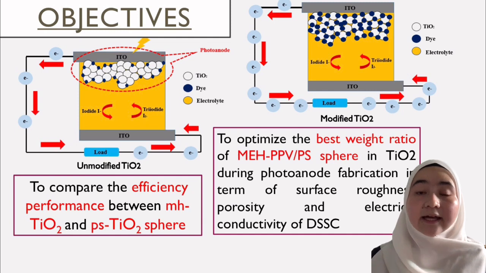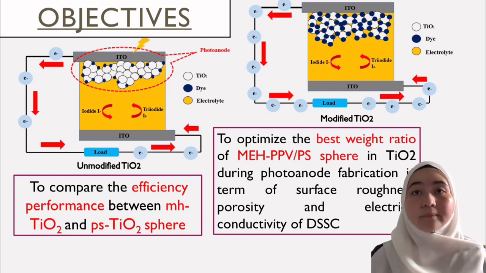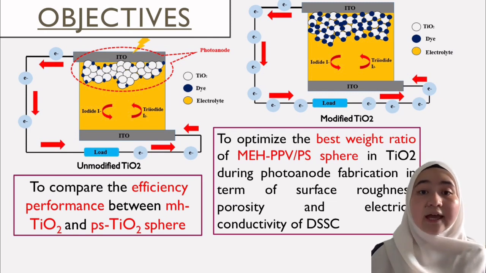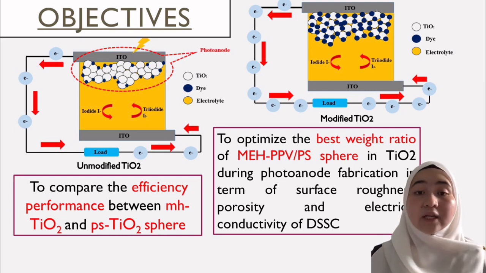In this study, there are two objectives that need to be achieved. The first one is to optimize the best weight ratio of MEH-PPV and PS sphere in TiO2 during photoanode fabrication in terms of surface roughness, porosity, and electrical conductivity of the DSSC. The second one is to compare the efficiency performance between MEH-TiO2, which is MEH-PPV, and PS-TiO2, which is PS sphere.